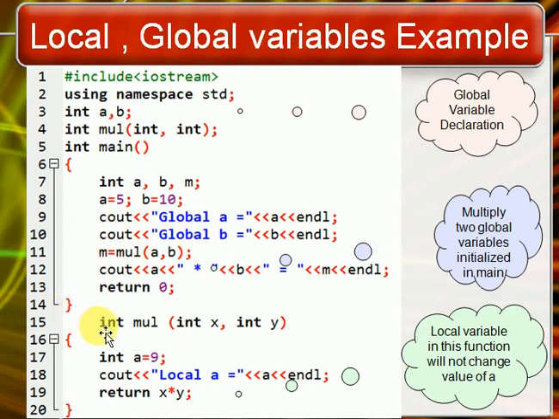At the function call, control will transfer from this instruction, m = mul(a, b), to the function definition, where int is the return type of the function mul with two parameters. Here we are changing the value of local variable a to 9. Then it displays this value and returns the multiplicative result of x and y.